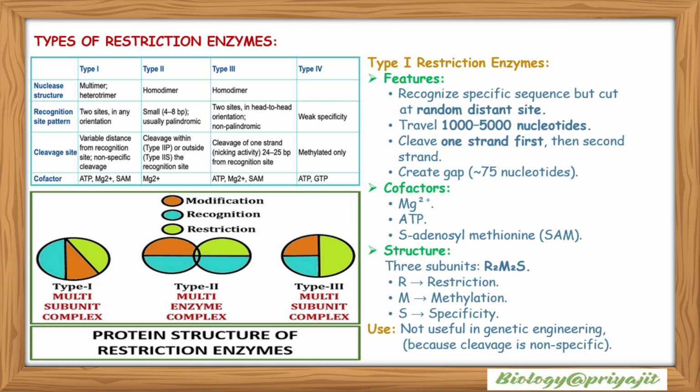Structure: they have three subunits, R, M and S. The R subunit is responsible for restriction cutting, the M subunit is for methylation, and S is responsible for substrate specificity. So basically they are not useful in genetic engineering. Here is the image showing the protein structure of three different enzymes. This is type 1, which is a multi-subunit complex. Type 2 is also a multi-enzyme complex, and type 3 is another multi-enzyme complex. These colors show the modification, recognition and restriction sites.